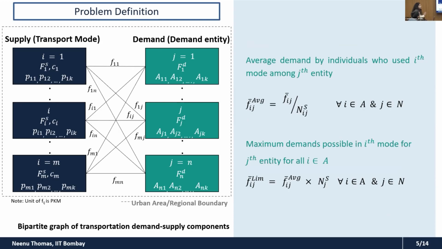Okay. Now let's consider some modes. If we consider public transport, sometimes it has a supply limit.